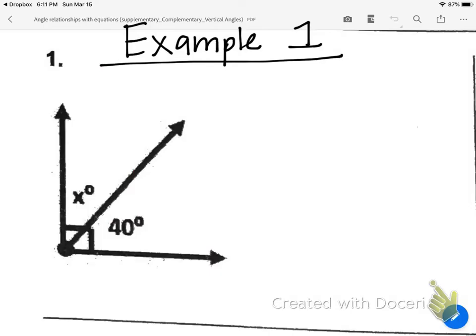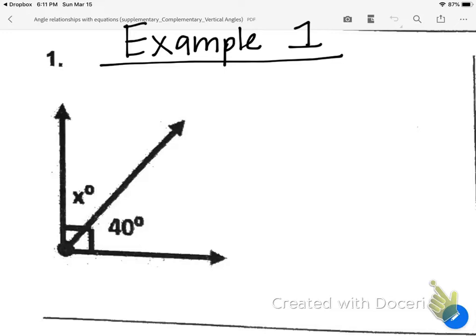All right, so here we do have homework tonight, and that's going to be the angle relationship with equations worksheet. We're going to be doing numbers 1 through 11, and for this video I'm going to be doing 3 of the examples. So if you want to go ahead and take out a sheet of paper and start copying these examples, that way you'll get about half of your homework done through this video.